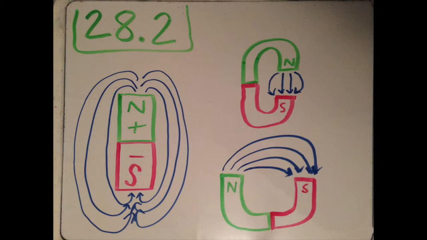In 28.2, we talk about the introduction to magnets. Magnets can come in many different forms, and their electric fields can be shown in different ways. It is important to remember that magnetic fields travel from north to south poles, also known as positive to negative. No matter what orientation, it always travels from north to south, as you can see from the different illustrations.